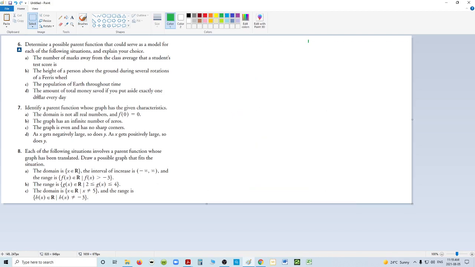So Earth growth is a growth curve. The amount of total money saved if you put aside exactly $1 every day. You'd think that's going to be a growth curve, but if there's no interest, it's not. It's just going to be a straight line. You know, each day represents another dollar. So after 4 days, you have $4.